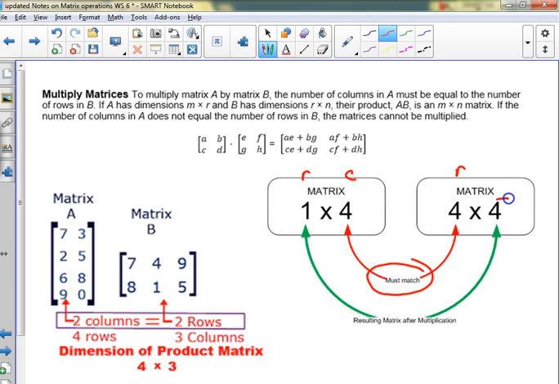Now I'm going to change this. If I make this a 5, I can still multiply these, okay? Because these numbers match. The resulting matrix, though, is determined by the outside numbers. The number of rows comes from here and the number of columns comes from here. The way I have it written right now, this would result in a 1 by 5 answer. The middle ones have to match and the outside ones tell you the size.